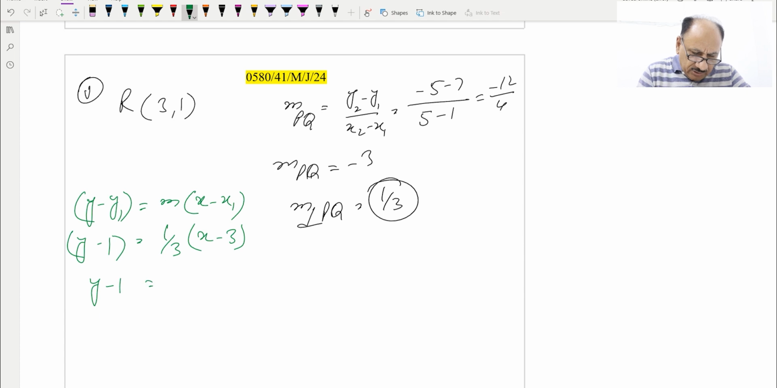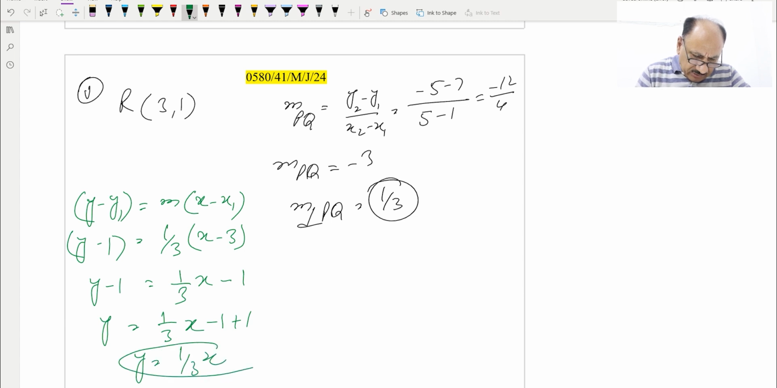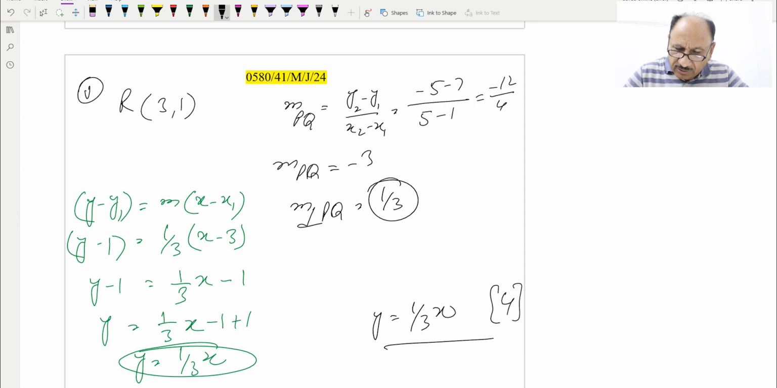So y minus 1 is equal to 1 by 3x, and minus 1 by 3 into 3 will be 1, and this minus we can shift to the other side, and this will be y is equal to 1 by 3x minus 1 plus 1. So finally y is equal to 1 by 3x. This will be our equation. So at the proper location we can give the answer y is equal to 1 over 3x, and this is the 4 marks part which we have done.